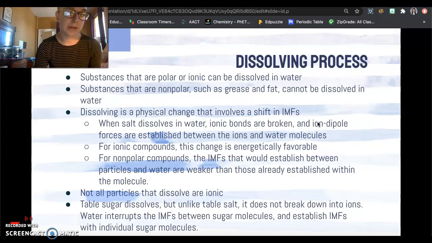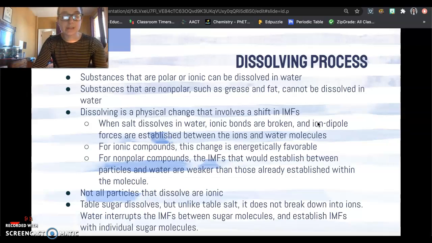For nonpolar compounds, there are IMFs present within the nonpolar compound, and the IMFs that would be established if we were to dissolve that compound are less energetically favored, which is why we don't see it happen. So they're weaker, so it doesn't happen.